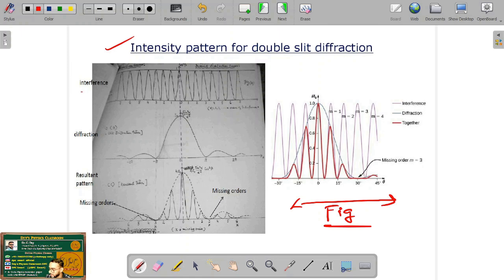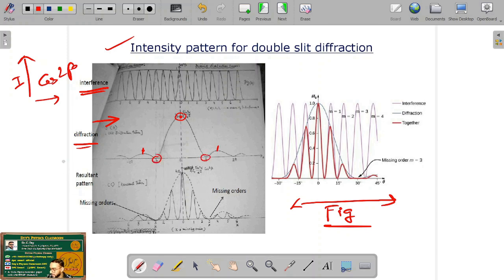So here this one is the interference pattern for double slit. As we know, that is a cos square pattern, that is cos square beta pattern. If we plot intensity along the y-axis and beta along the x-axis, then it would be like this. Similarly, the intensity of the diffraction pattern due to single slit would be like this figure. So this is the position of diffraction maxima, this is the diffraction secondary maxima, and these are the diffraction minima for single slit.